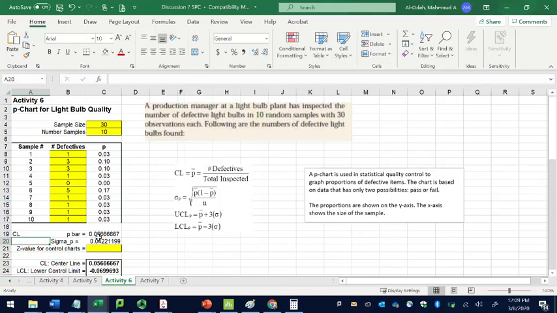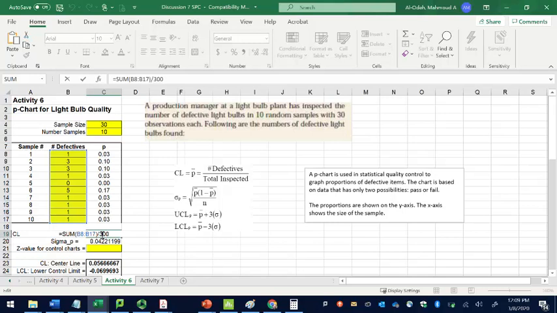In order to calculate the center line, or the P bar, it would be the number of defectives divided by the total. Now we find out the total defectives in all the samples. So you add 1 plus 3 plus 3 plus 1 plus 0 plus 5 plus 1 plus 1 plus 1 plus 1. Divide that by the total inspected, 300, which is 30 times 10.